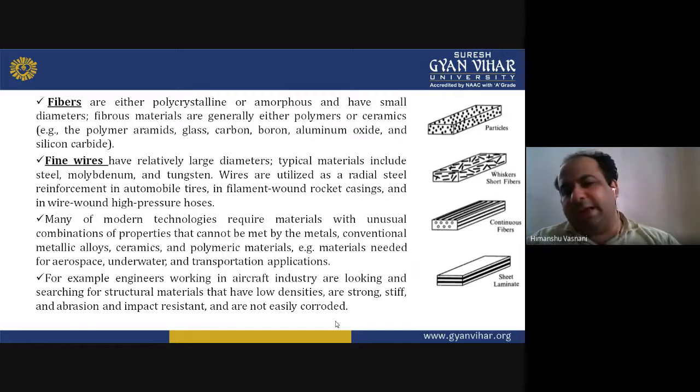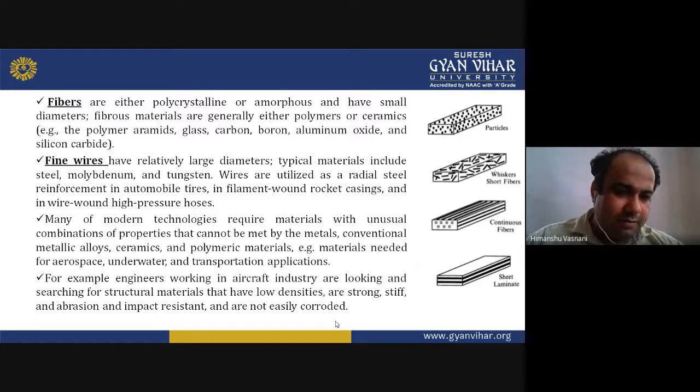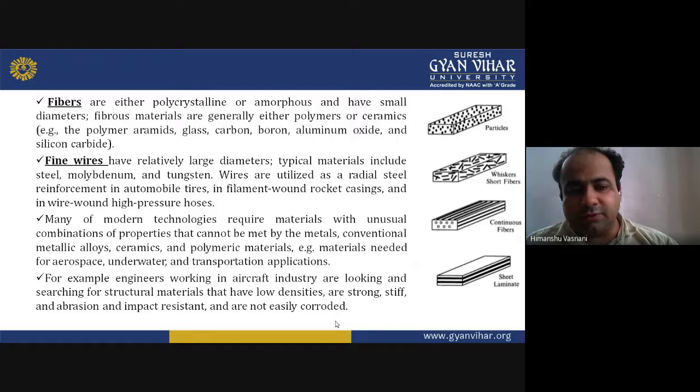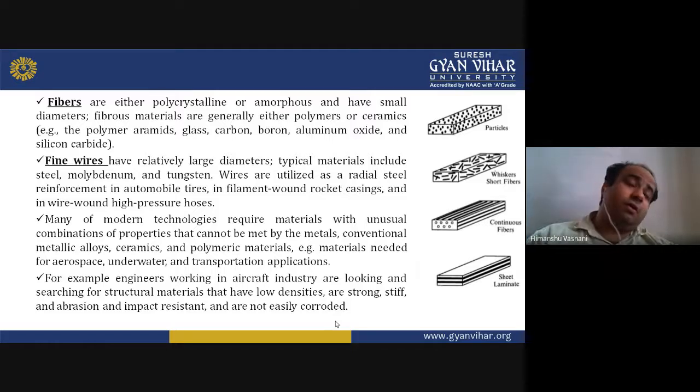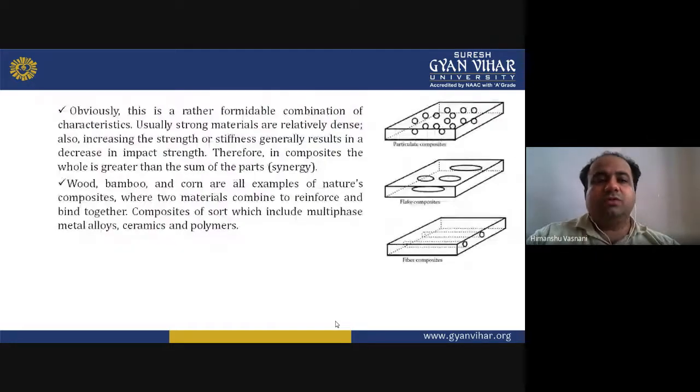That is the most important property in the aircraft industry. The structural materials that you are searching for aircraft obviously should not be easily corroded, and they should be strong, stiff, and obviously lightweight. So this is a rather formidable combination of characteristics.